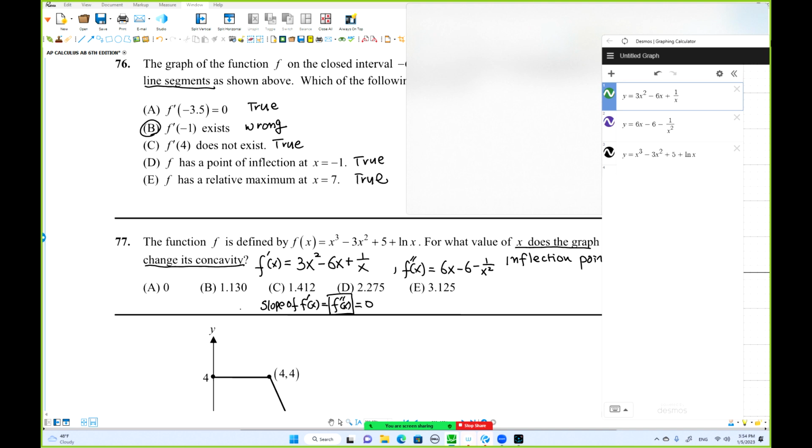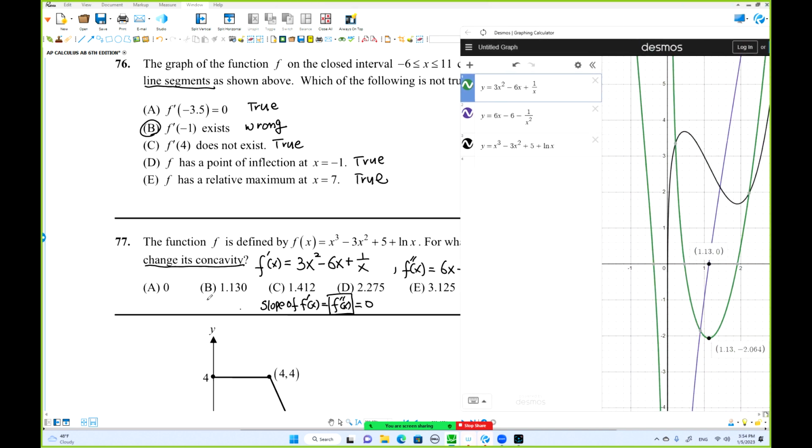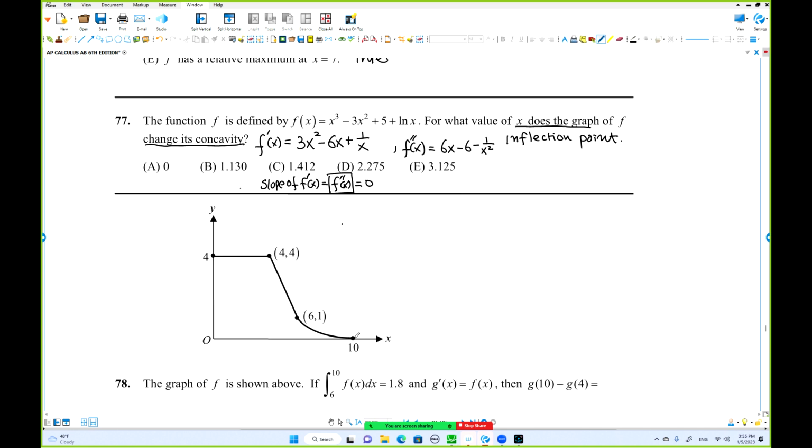All right, so the answer is B, right? At x equals 1.13, there is an inflection point. 1.13 over here, 1.13 over here, 1.13 over here. That is the inflection point in the original. The inflection point is when x equals 1.13, y equals 2.734. All right, now we're going to move on to the next question.